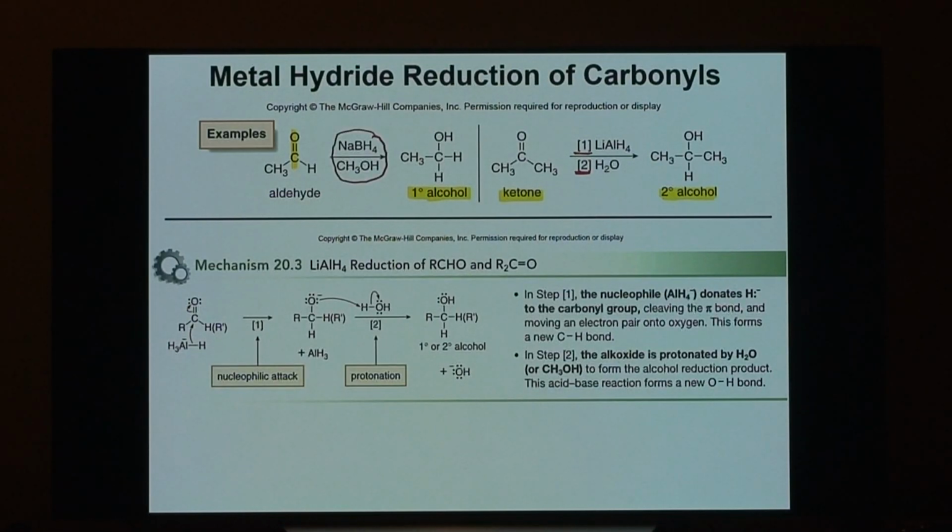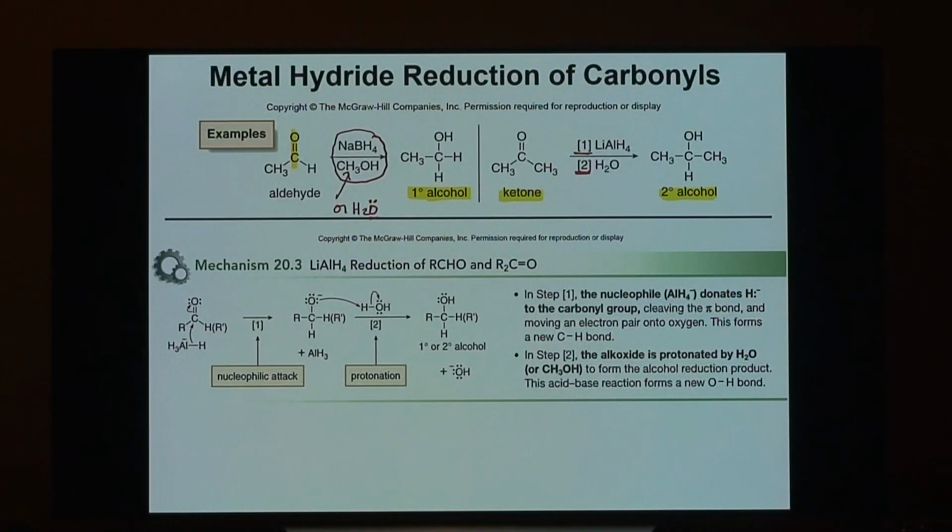And the solvent, methanol, is a solvent. We can use water instead. Any solvent that has a hydrogen will do the job. Let me write the mechanism for the reaction. It's really simple. I'm going to write it in an easier way.